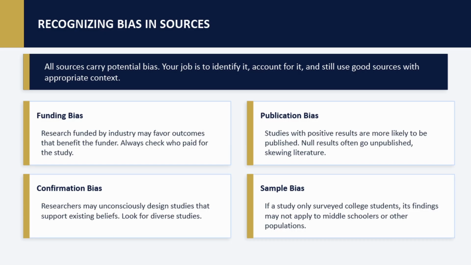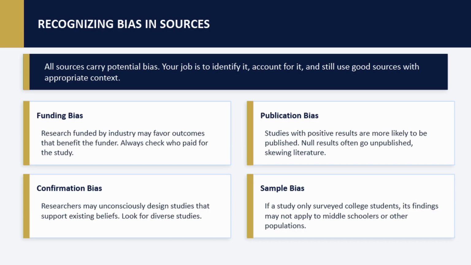And then confirmation bias. Researchers may unconsciously design studies that support existing beliefs. Look for diverse beliefs. So we should never rely on a single paper or a single story. We should try to get a full picture of what's going on. Publication bias. Studies with positive results are more likely to be published. No results often go unpublished, skewing literature.